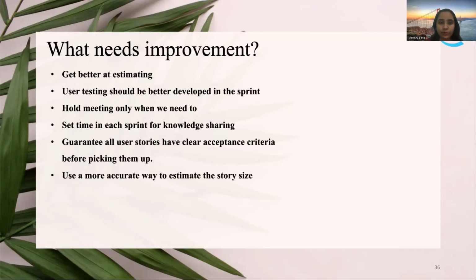What needs improvement is that we get better at estimating user stories, depending upon story points and prioritizing the user stories. Unit testing should be done immediately after the user story is developed. We should hold meetings whenever someone is facing issues, and set time in each sprint for knowledge sharing.